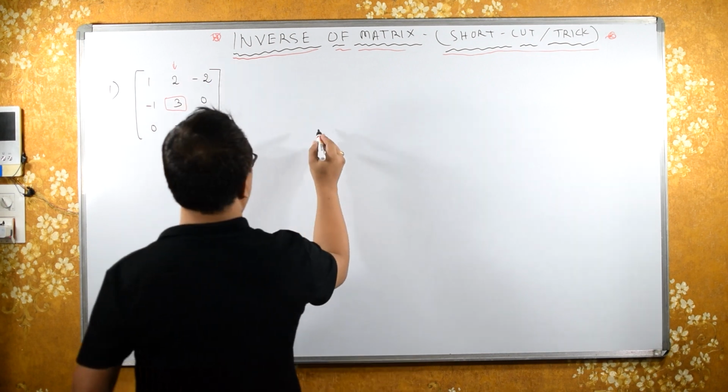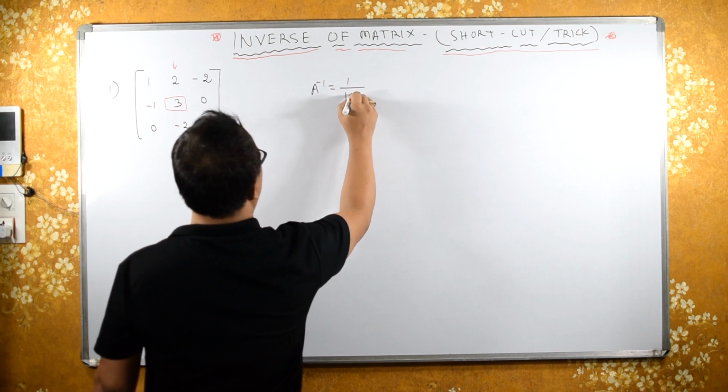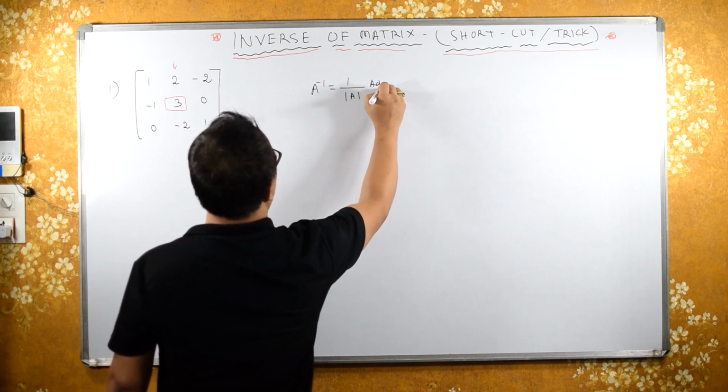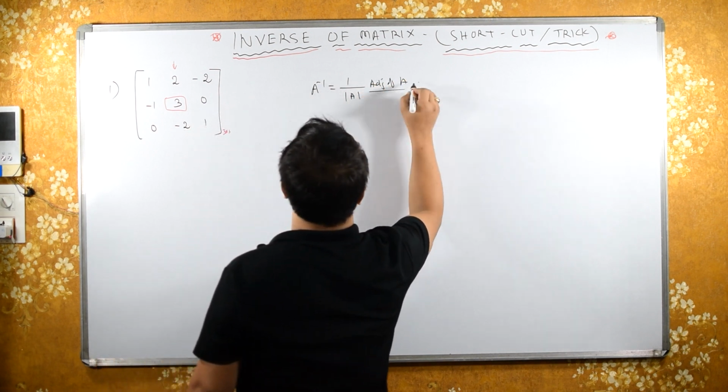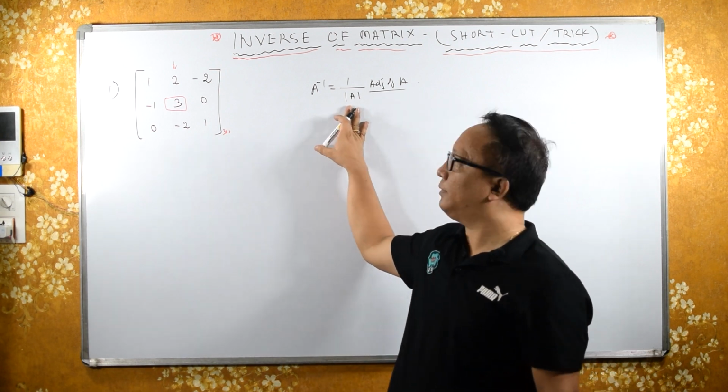A inverse we have is what? A inverse equals 1 by determinant of A into adjoint of A. Now our aim is what? To find the adjoint of A first, and then we'll find the determinant of A.